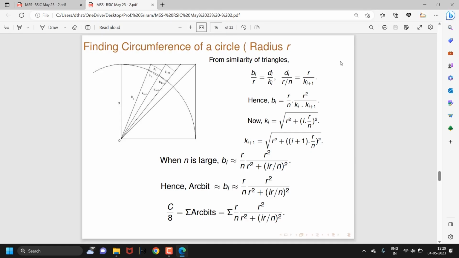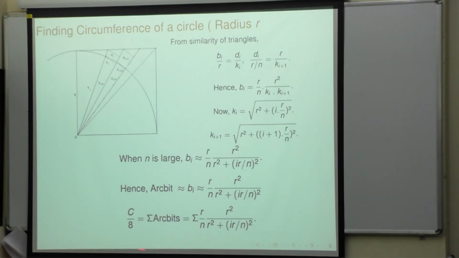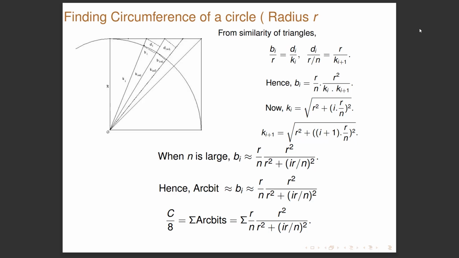See, this is 1/8 of the circumference, right? This is 1/4, so half of that is 1/8. That is the sum of all the arc bits, and the arc bits are taken to be b_i only. So you get this. Now in summing it, i is equal to 1 to n. It is not easy because in the denominator this i squared is there. So how do you handle that?